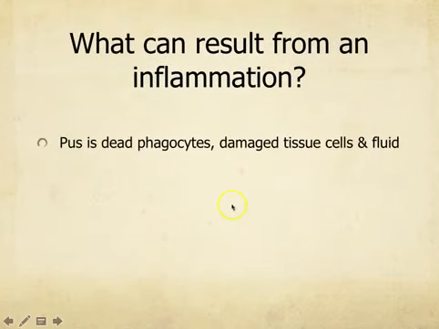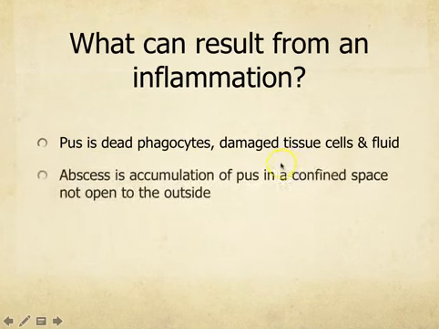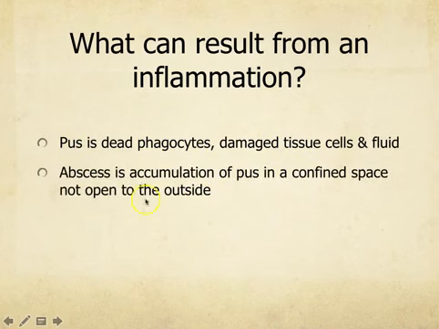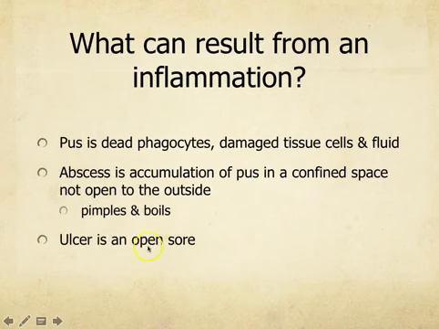Right? You've probably all seen it when something gets a little bit pussy, but it's actually pus. Like if you did a smear on a slide, you'd see a whole bunch of phagocytes, damaged skin cells, and fluid. Okay, and you've probably heard of or at least seen an abscess. It's basically a lot of pus in a confined space, like underneath closed skin. A basic example is a pimple, which is a tiny little abscess. A boil is a larger one. Okay, an ulcer is an open sore.